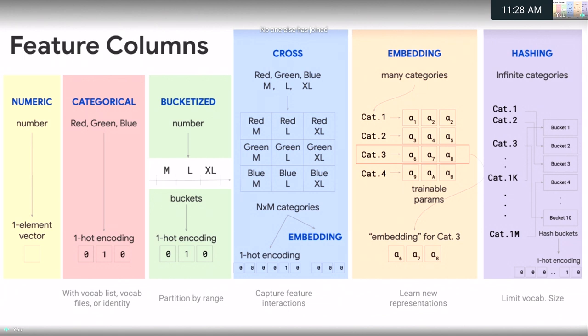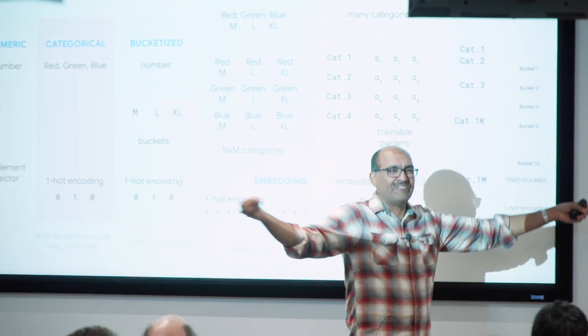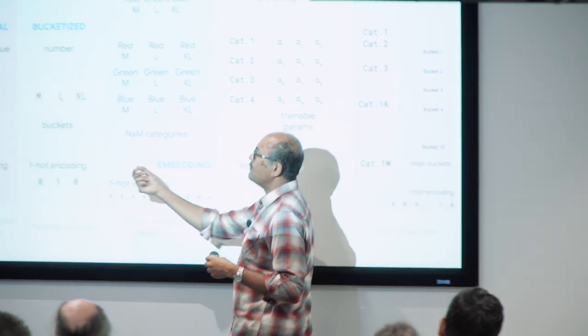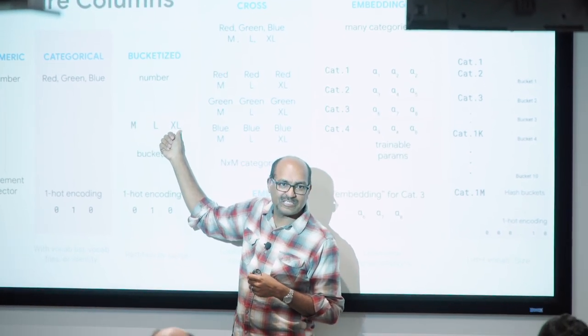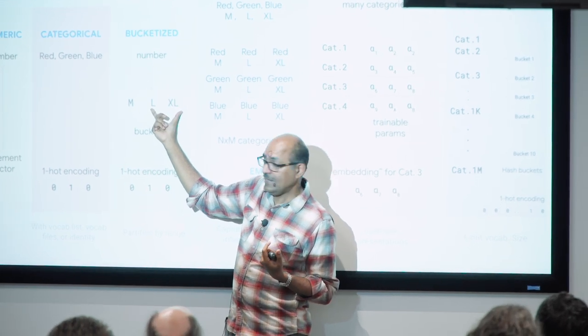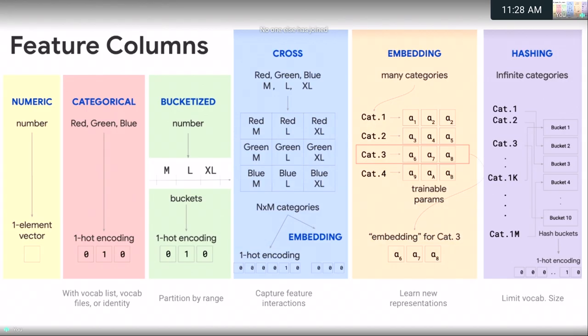0, 1, 0 is green, 0, 0, 1 is blue, and so on. Okay? The other thing that you might do is you might have a number, like 42, and you say, well, I don't want to train on all the different numbers. Instead, I want to make them medium, large, or extra large. So that's bucketizing. Then you take your number, you bucketize it, and you one-hot encode those buckets. So this is like red, green, blue, right? But you don't take the number 42 and use it as is. You bucketize it and use the buckets as an input into your model.